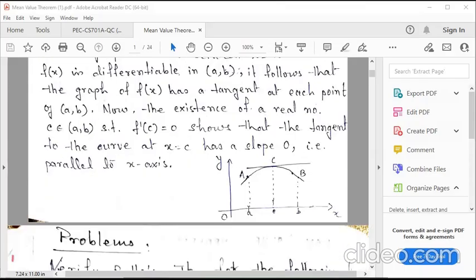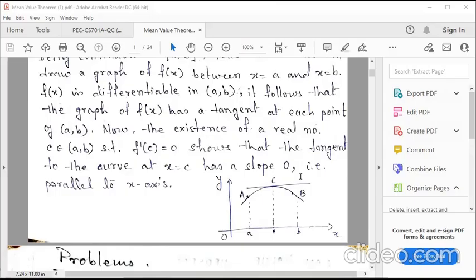f(a) means what? If this is the point a on the x-axis and this is the curve f(x), then f(a) is the point on the curve corresponding to a. Similarly, corresponding to the point b on the x-axis, there will be a point on the curve, that is f(b). These two values are equal. That means this height, f(a), and this height, f(b), are the same. So we will get a curve like this, with this point f(a) and this point f(b).